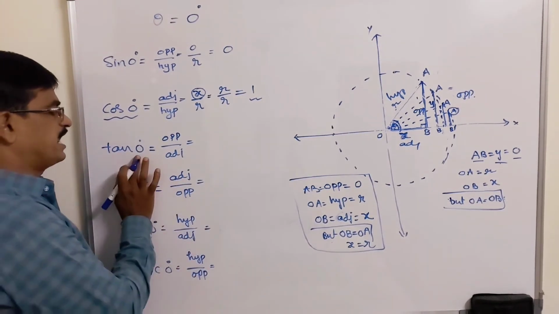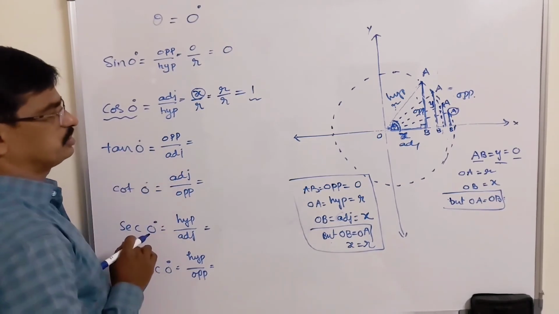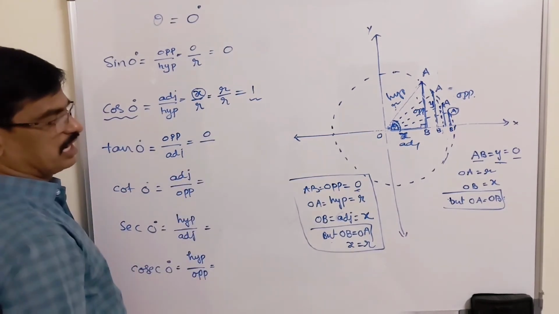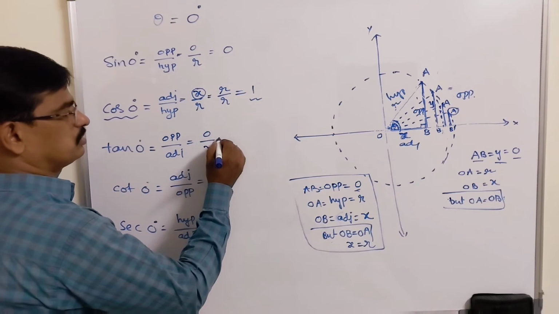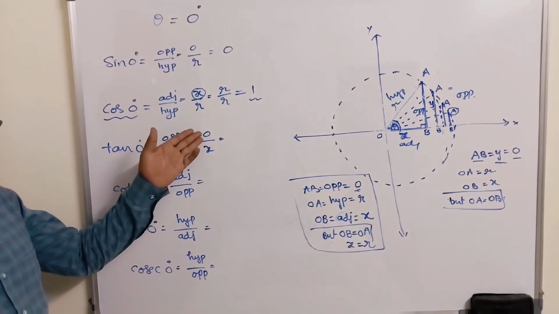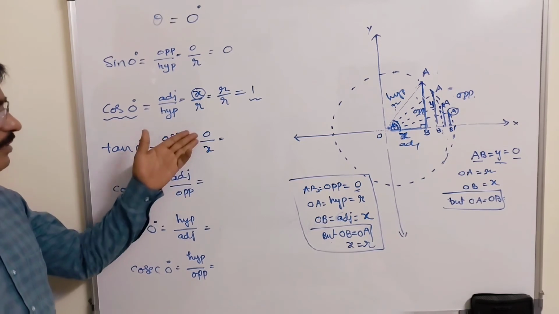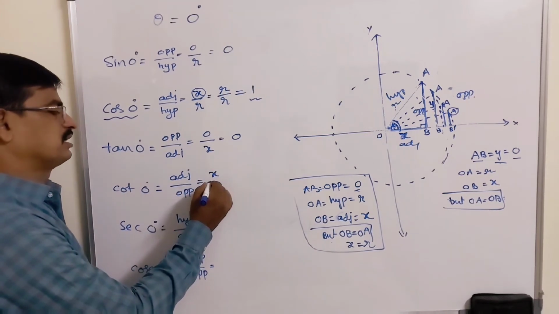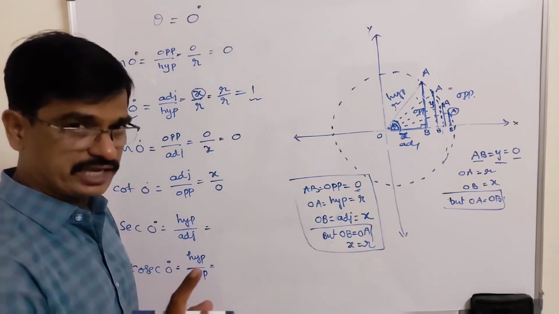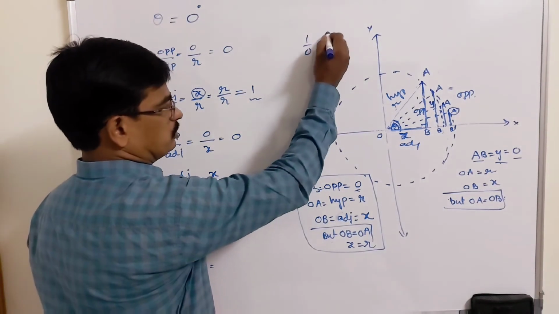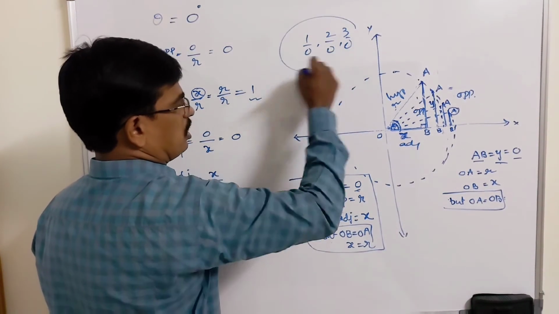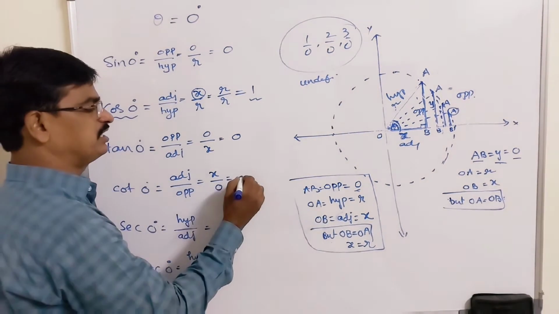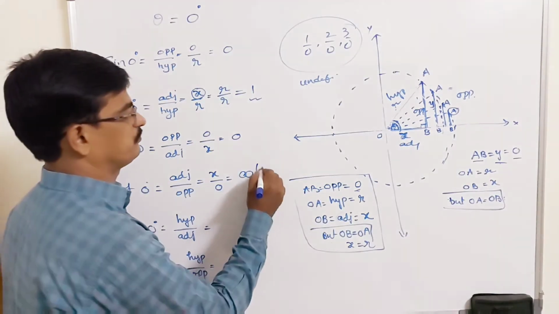Right? Next, tan 0 degrees. So tan 0 degrees is equal to opposite side. What is the opposite side value here? 0. Why? Adjacent side value is X. So 0 by division. 0 by division is always defined, its value is 0. Next, adjacent side X, opposite side 0. Division by 0. So 1 by 0, 2 by 0, 3 by 0, like this, all are undefined. Similarly, X by 0 is undefined or infinite. Undefined.